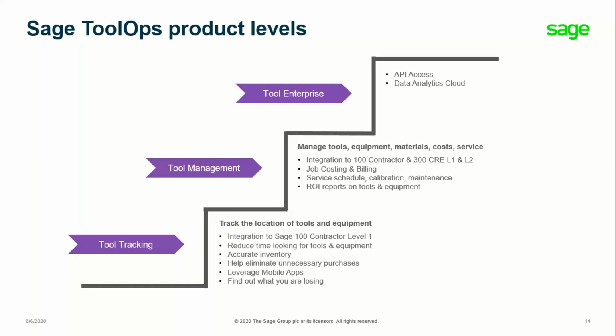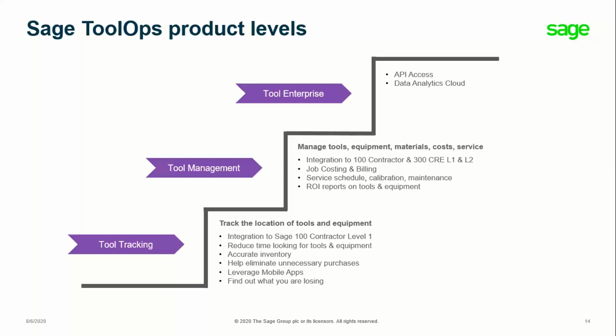How's the product offered? Hey, Colby, we want to track tools. That's what we care about. Or we want a job cost and bill, or we want to use APIs to bolt onto other products. So really, this lays out how Sage ToolOps is offered. We've got tool tracking, tool management, and tool enterprise. And these are built to start anywhere you want and move in a direction.